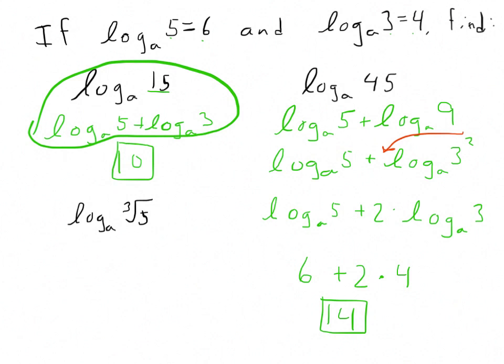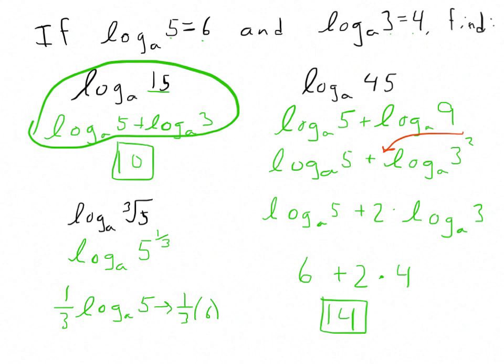And the third example I have here is the log base a of the cube root of 5. This one is really, really important. It highlights the idea of, do we remember that a root is actually a fractional power? Do we remember that we can write this as the log base a of 5 to the 1/3 power? Assuming you remember this, it should be easy, because now we can use the power property to bring down the 1/3. This is 1/3 times the log base a of 5. Because we know the log base a of 5 is 6, this is just 1/3 of 6, which means your final answer is going to be 2.